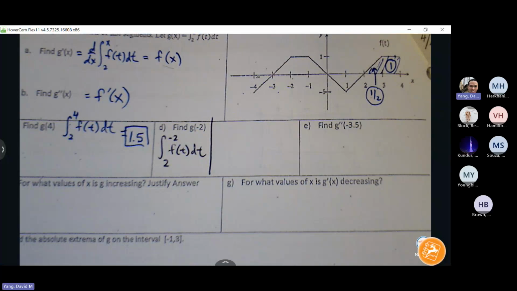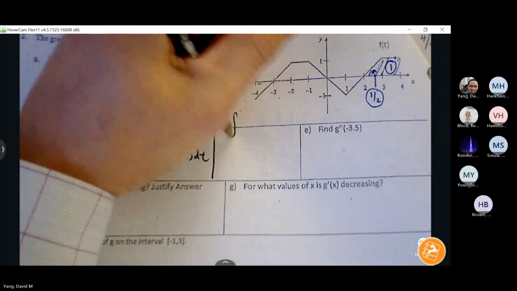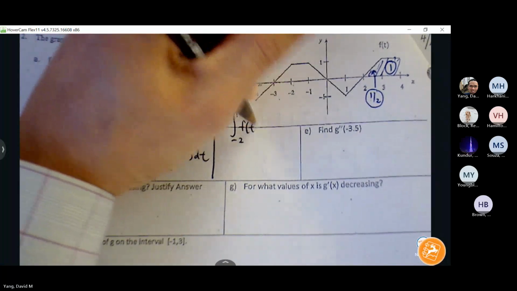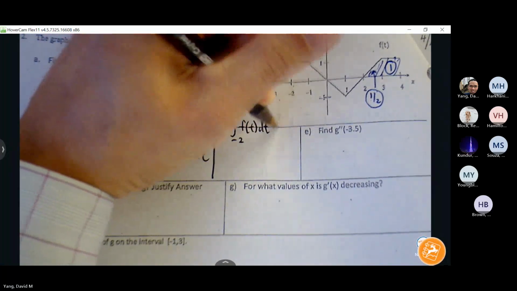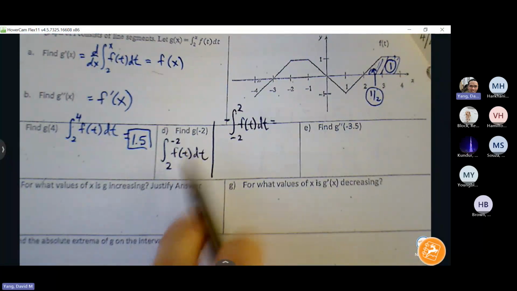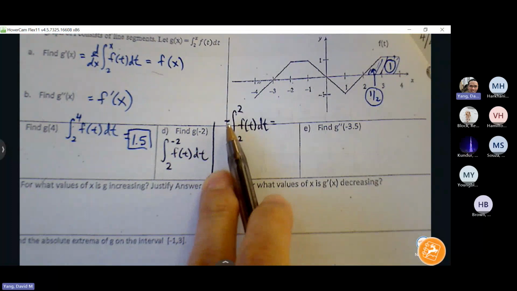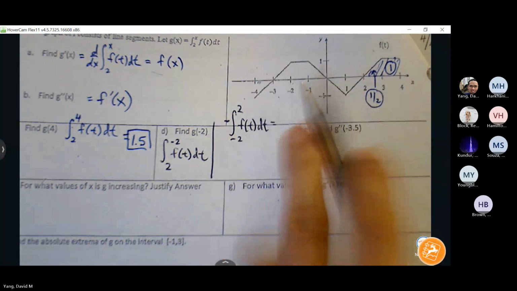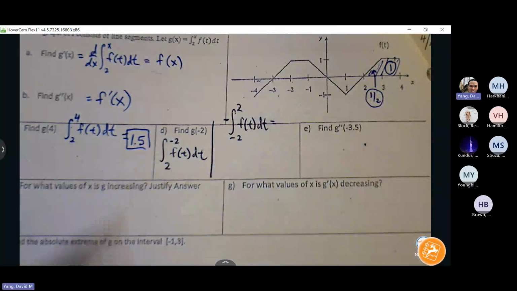Okay, so we swap the bounds. Make sure the bounds are out of order. So swap the bounds, pull the negative outside, from -2 to 2. And these regions here.